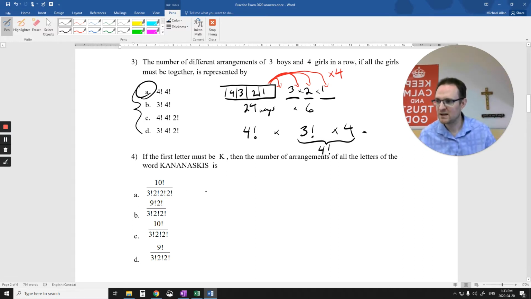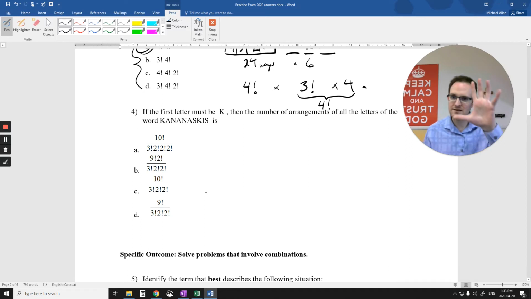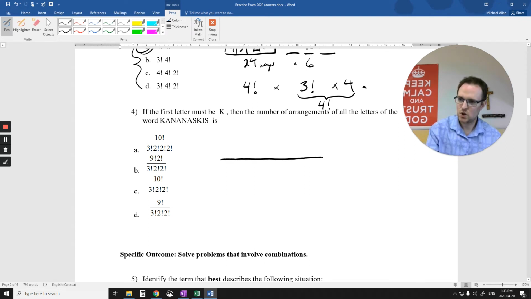Okay. Same thing with question 4. For question 4, they simplified it down just a little bit when they went through this. But let's just figure this one out. We have 1, 2, 3, 4, 5, 6, 7, 8, 9, 10 letters here. Okay, so there's 10 letters in total.